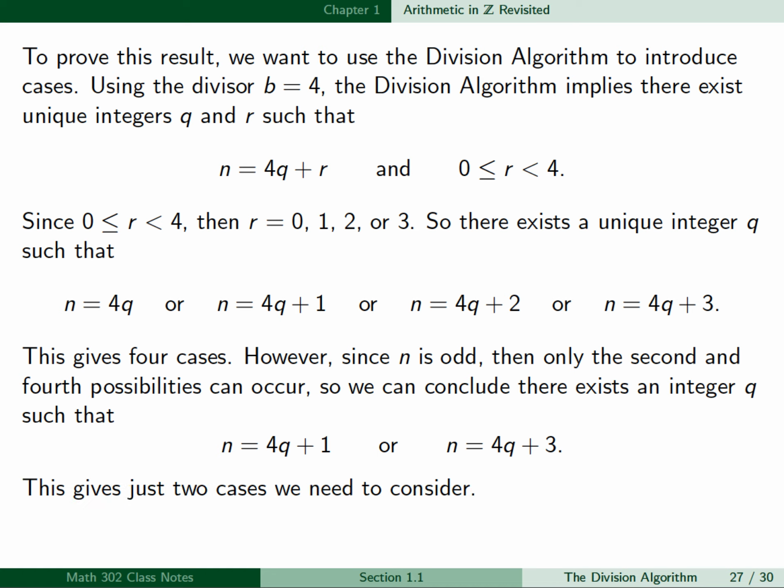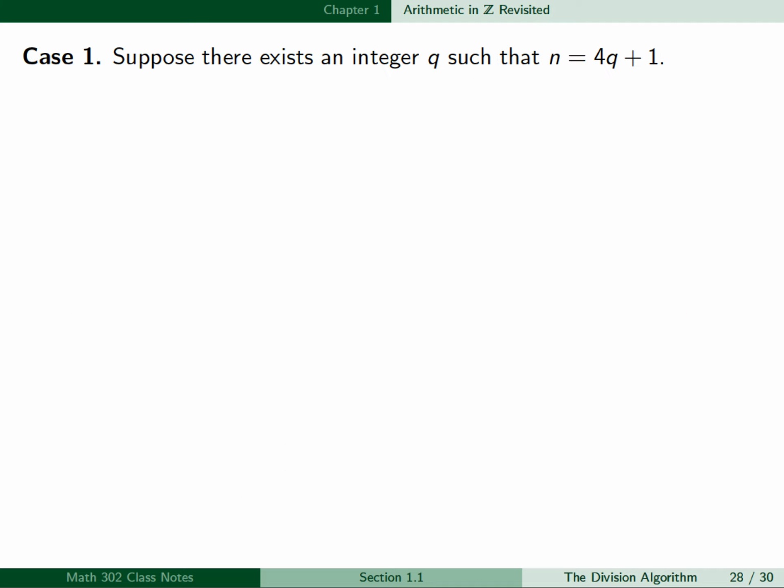And this gives us just 2 cases we need to consider. So case 1, let's suppose there exists an integer q such that n is equal to 4q plus 1. We need to show there exists an integer k such that n squared is equal to 8k plus 1. That's our conclusion. So we need to prove existence of an integer k.